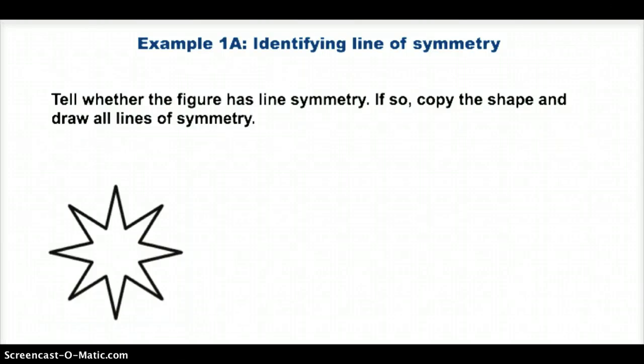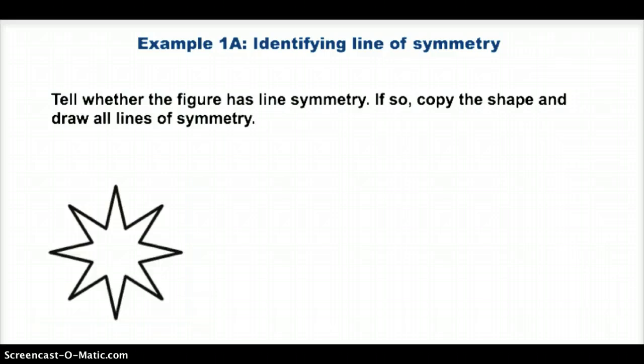So let's look at some examples and see if we can identify some different lines of symmetry with a few figures. Our directions ask us to tell whether the figure has line symmetry, and if so, copy the shape and draw the lines of symmetry. In this case, I'm not actually going to copy the shape. I'm just going to use what we have. But yeah, here's our figure.